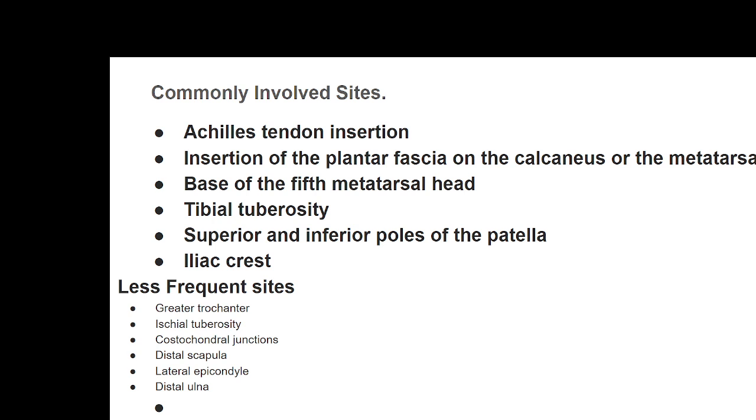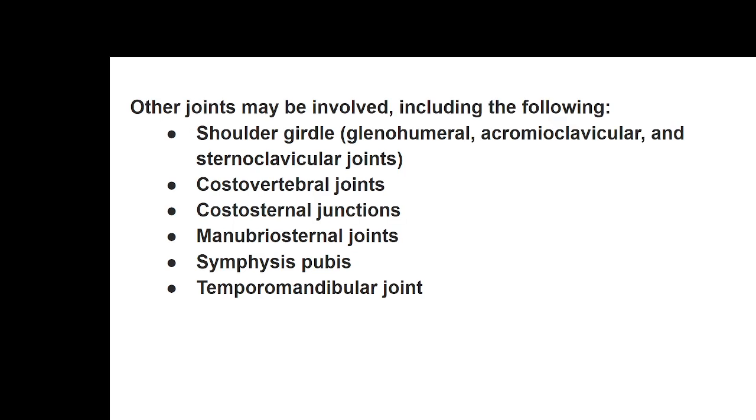Then over the patellar surface or iliac crest, these are the other areas. Less frequent sites where the pain could be felt would be the greater trochanter, ischial tuberosity, costochondral junctions, the distal portion of the scapula, epicondyle area, or ulna. These are the areas where the patient may feel the pain in some of the conditions, rarely.